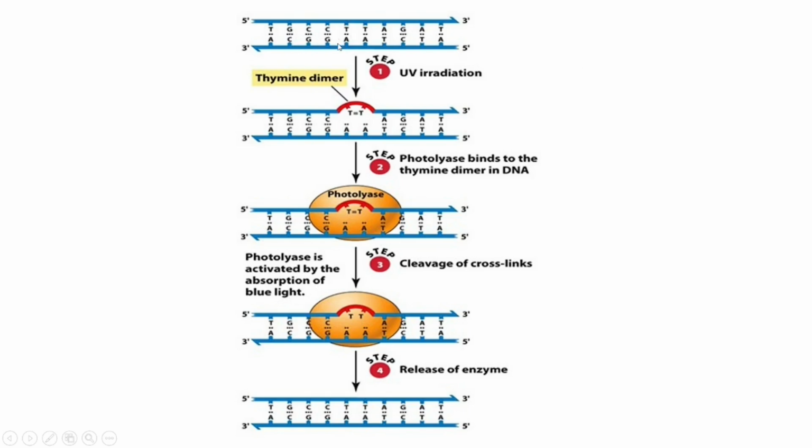As you can see, this is a DNA duplex. Due to the exposure to UV radiations, pyrimidine dimer or thymine dimerization has taken place between two adjacent thymines here. Remember, the ring formation takes place between the fifth and the sixth carbons of the thymines to form the cyclobutyl ring. This enzyme photolyase now binds and scans the DNA, and when it comes across this thymine dimer, it halts here.